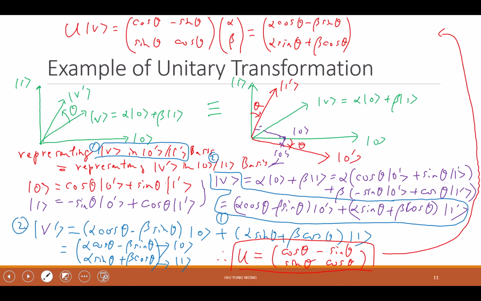Yeah. So you're just representing it in the opposite basis? No, we are still representing in the 0, 1 basis state. I just use this one to help me find the U matrix more easily. Because I can substitute this by 0 dash. Once I have 0 dash, then I get the final result already, because the V in the new coordinates, the coefficient is equal to the new V in the old coordinate. Right?